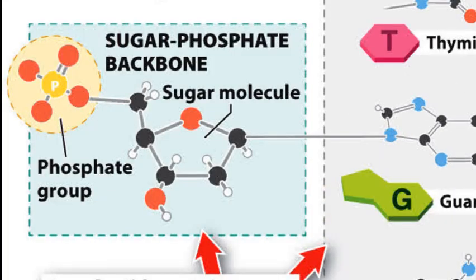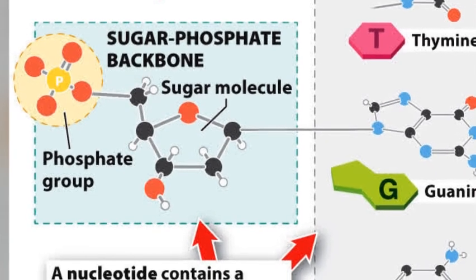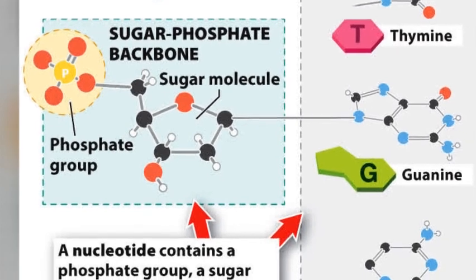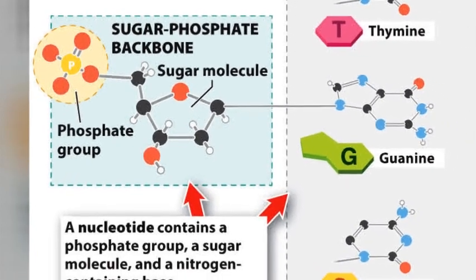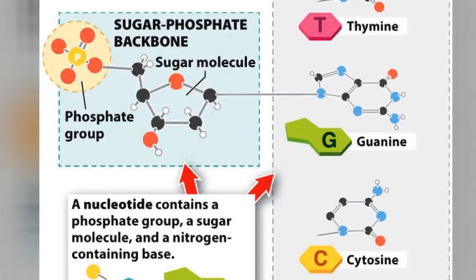Now, all nucleotides have 3 components. They have a molecule of sugar, a phosphate group, and so this is a molecule that contains a phosphorus atom bound to 4 oxygen atoms, and then the third part of the nucleotide is the nitrogen-containing molecule. You can see that depicted in the picture displayed.